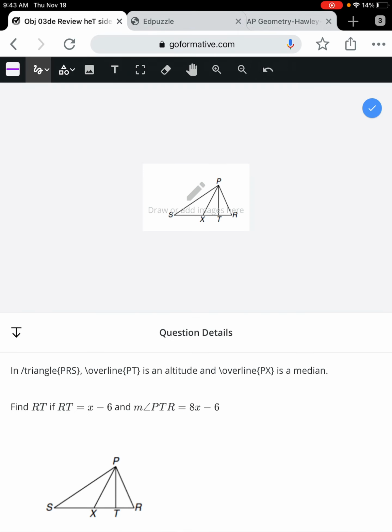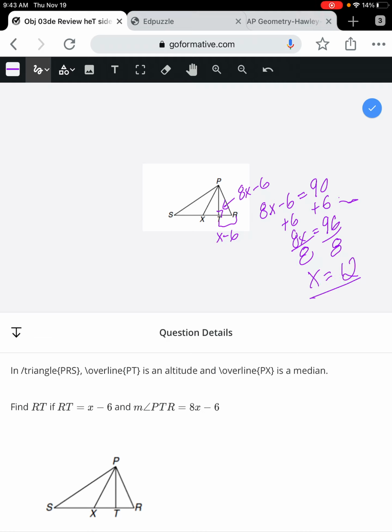Last but not least, same information. We know that this is perpendicular. It says RT is x minus 6. It says PTR is 8x minus 6. And since it's an altitude, that angle has to be 90 degrees. So 8x minus 6 is equal to 90. 8x is equal to 96. X is equal to 12. Once I know x is equal to 12, well, 12 minus 6 is 6.